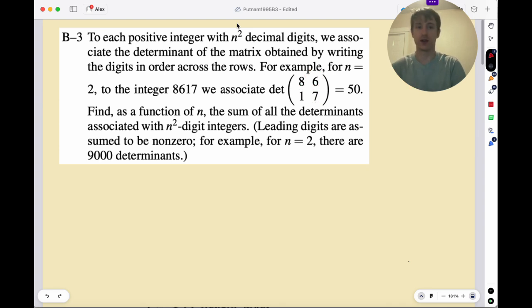So for a 2 by 2 matrix, to calculate the determinant, you take 8 times 7 minus 1 times 6. Find as a function of n the sum of all possible determinants associated with all n squared digit integers. Okay, so anytime you have a leading digit, we're going to assume that it's non-zero. Otherwise, for numbers like 05 or 10, we don't sum that. So that's not included in our sum.